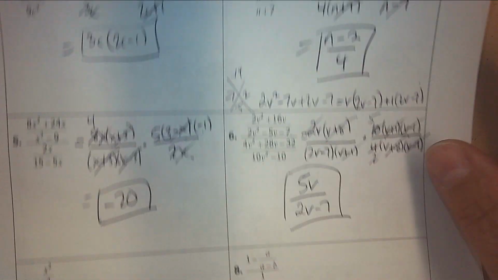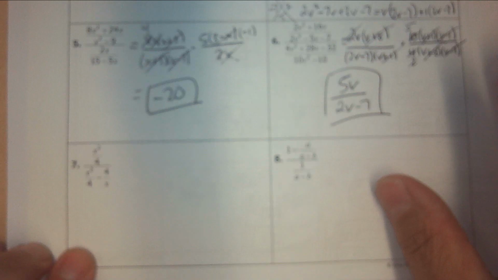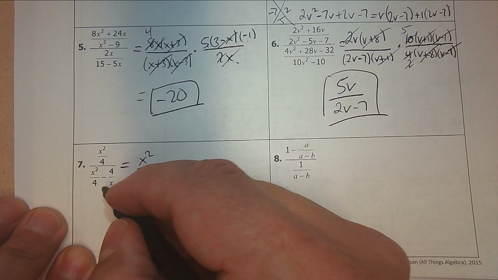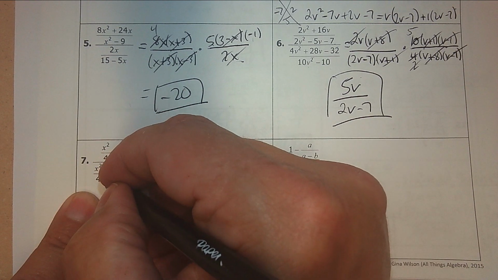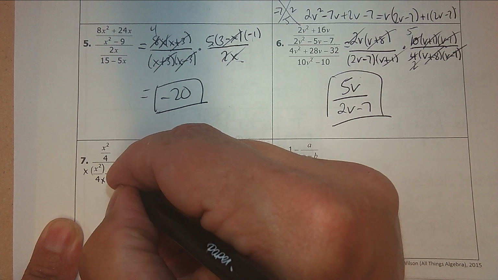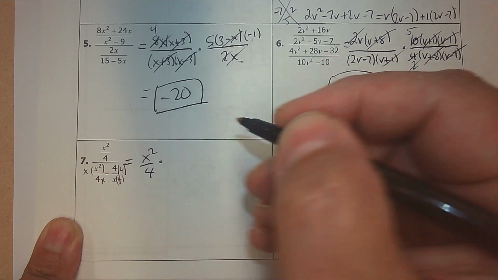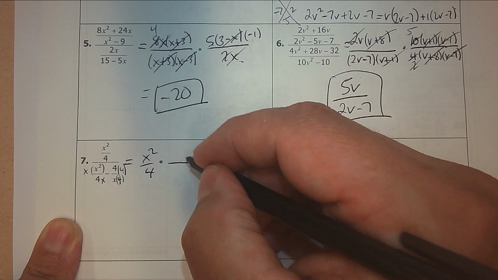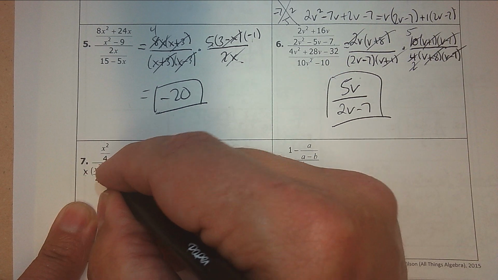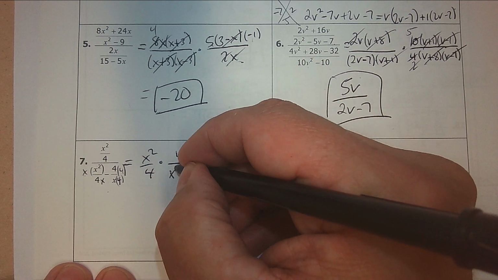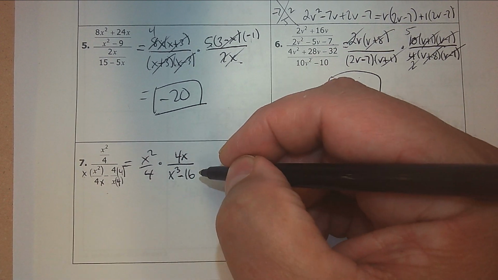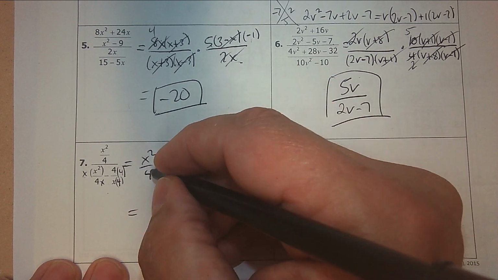All right, number 7. So for me to do the reciprocal, we need to have common denominators here. So I'm going to multiply by x, top and bottom, and times 4, top and bottom. So what I'm left with is 4x is my denominator, but I'm going to do the reciprocal. And then x times x squared is x cubed, and subtract 16. So 4's divide out.